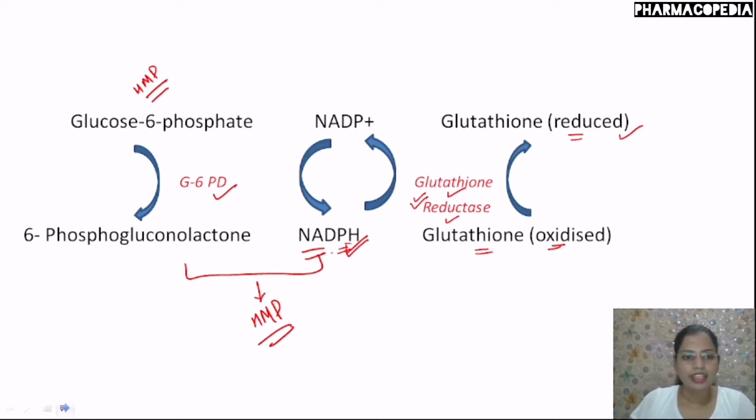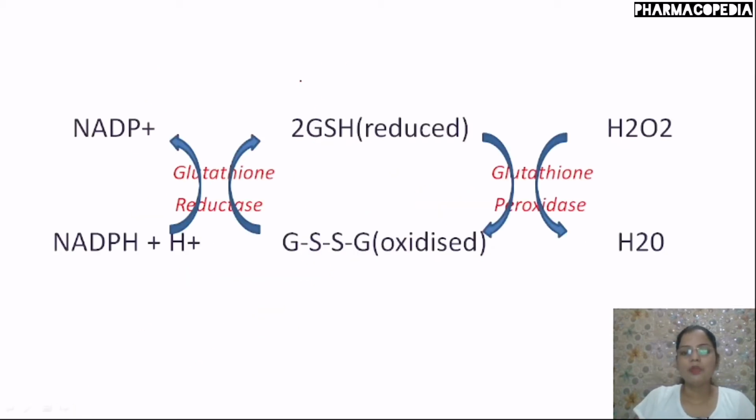Clear. Moving ahead to the next slide, which gives you the complete detailing about the glutathione pathway. Here you can see that there are two enzymes, glutathione reductase and glutathione peroxidase. These two enzymes are the key enzymes in the glutathione pathway. I have already explained glutathione reductase in the previous slide. What does glutathione reductase do? It converts oxidized glutathione to the reduced one, utilizing NADPH. So this is the function of glutathione reductase.